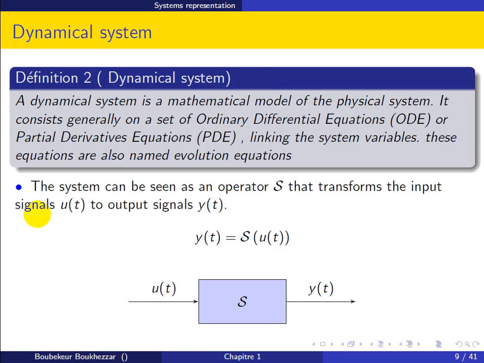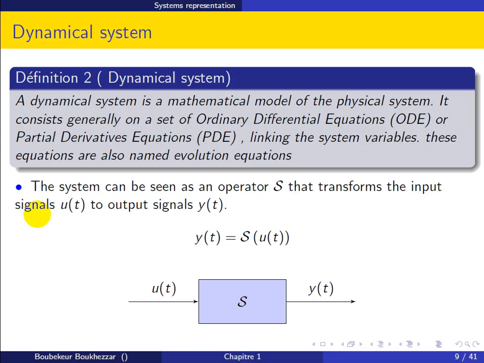The second concept is the concept of a dynamical system. Here we talk about the model of the system. A dynamical system is a mathematical concept. It's a mathematical model of the physical system. It consists generally of a set of ordinary or partial derivative equations that link the system variables. These equations are also called evolution equations.